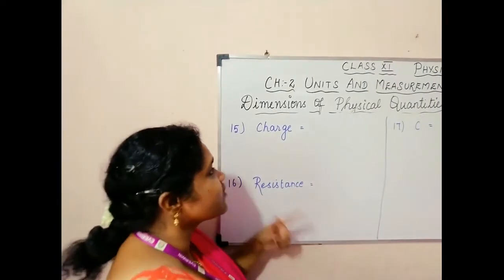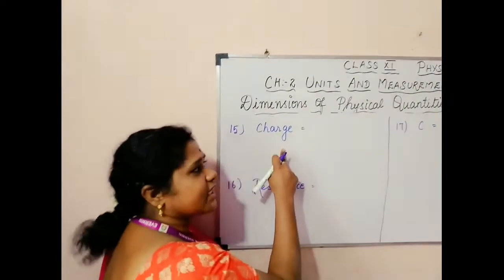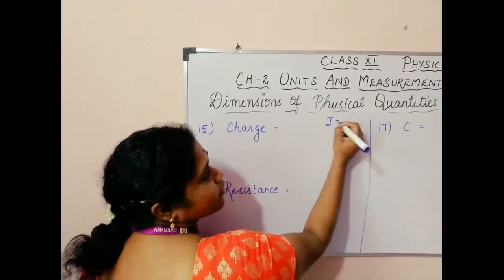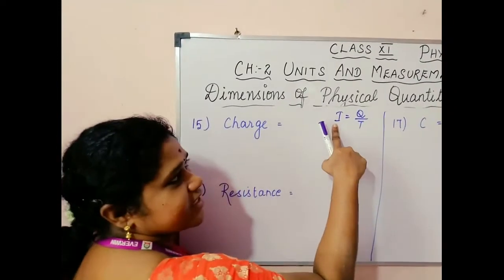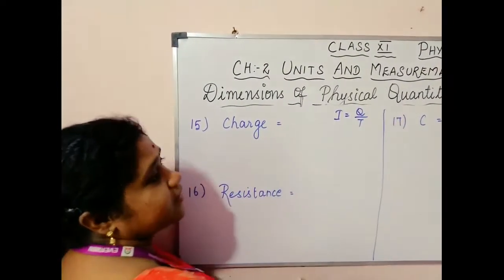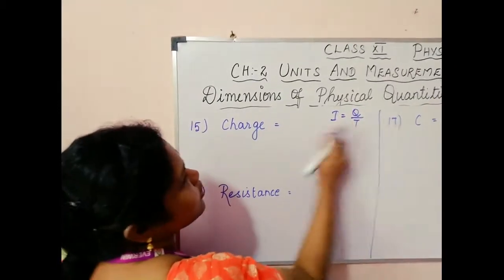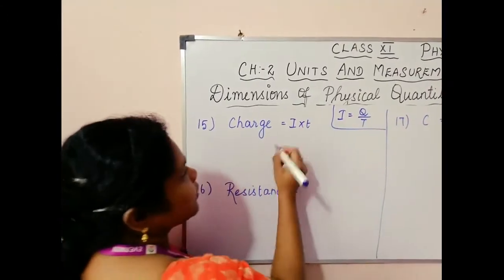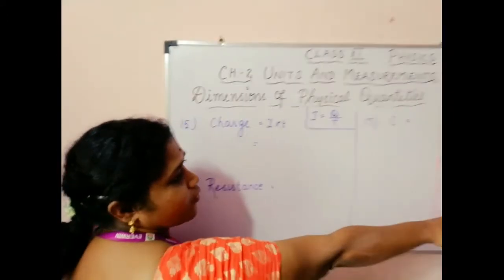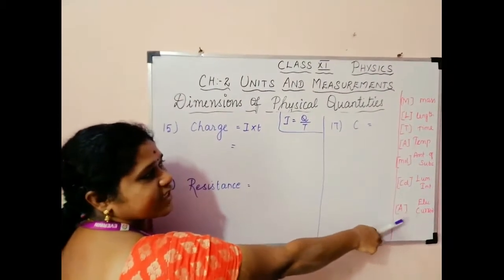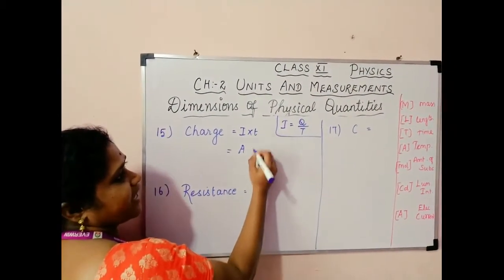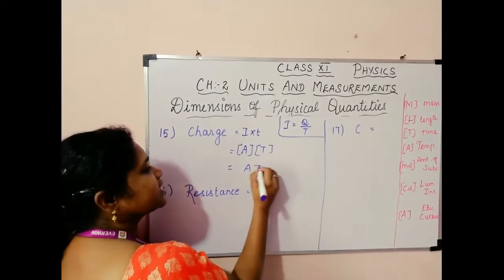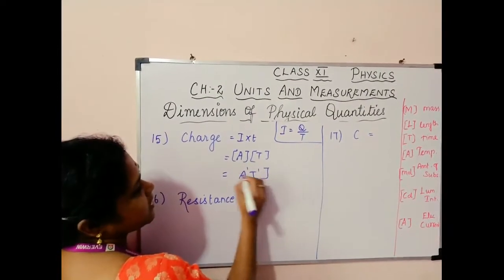Now we will find out the dimensional formula for charge. We have studied in 10th standard that current I is equal to Q by T. Current is the rate of flow of charge. So charge is equal to I into time taken, current into time taken. For electric current, the dimensional formula is A, and for time it is T. So you can write it as A power 1, T power 1.